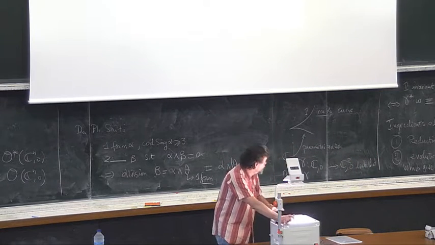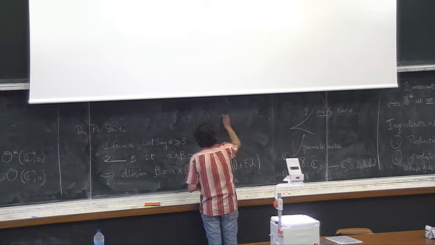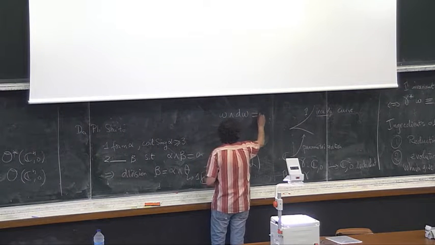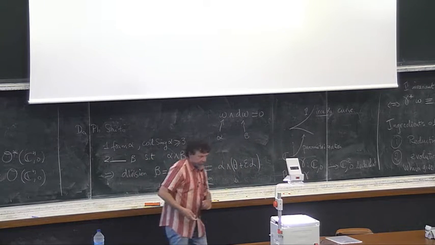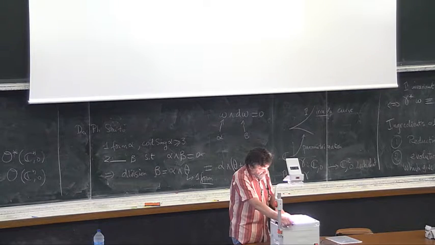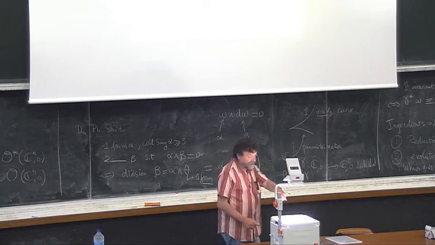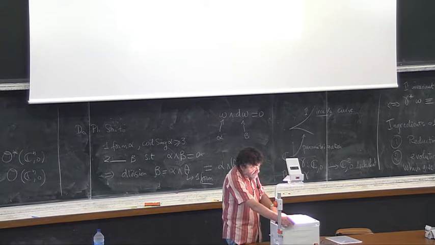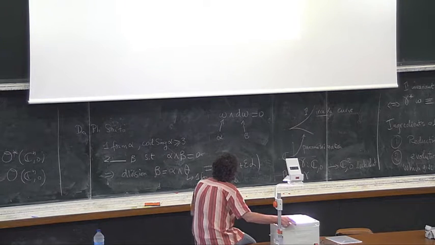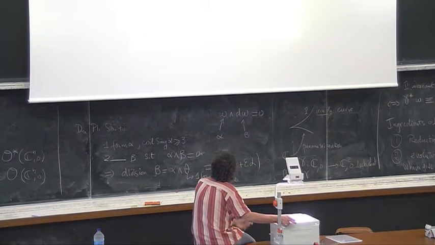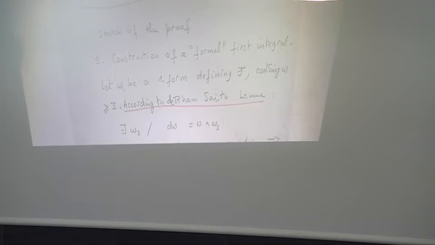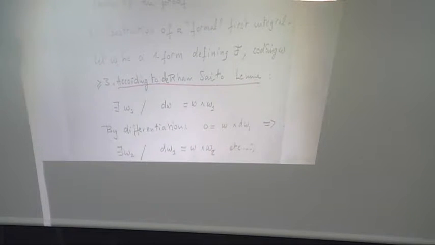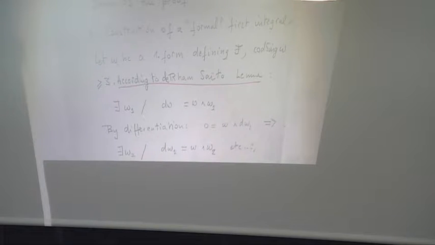So I take the integrability condition. And this is alpha, and this is beta. And I apply de Rham-Saito's lemma. And you have a theta. Theta is omega 1 here with this notation, such that the differential of omega is exactly omega wedge omega 1. But omega 1 is not well defined. Omega 1 is defined modulo omega. And you make a differentiation, I make it on the blackboard.